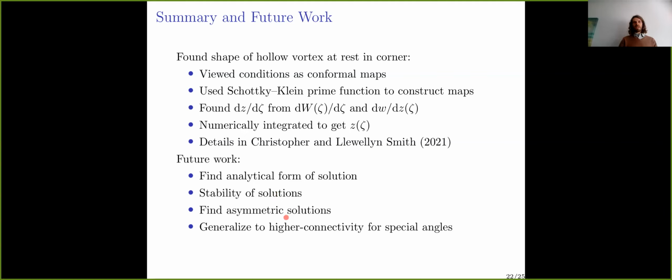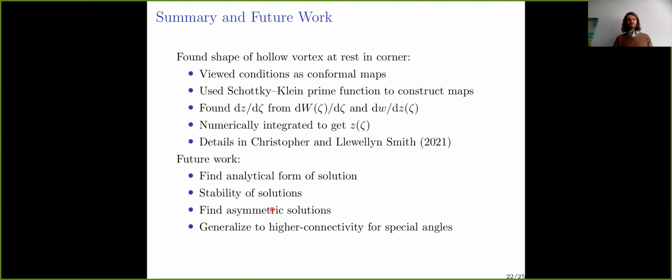So you could try and find asymmetric solutions, or maybe even solutions just with different symmetry. Maybe the star shape is still out there waiting to solve this equation if you assume some form of different symmetry. I'm not sure. I wouldn't quite know how to start going about that, but it would be a very nice thing to find. And then finally, you could generalize this to higher connectivity for special angles.